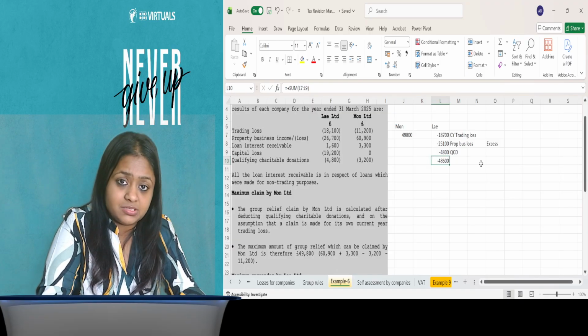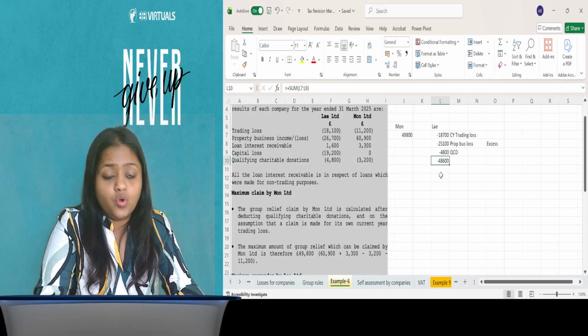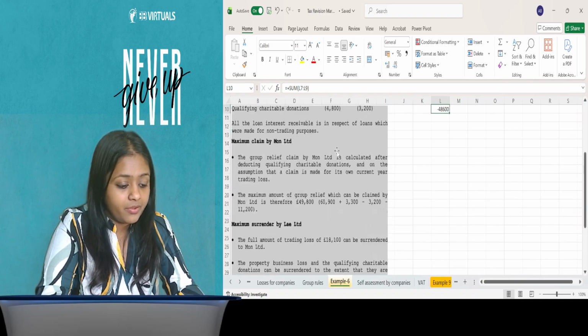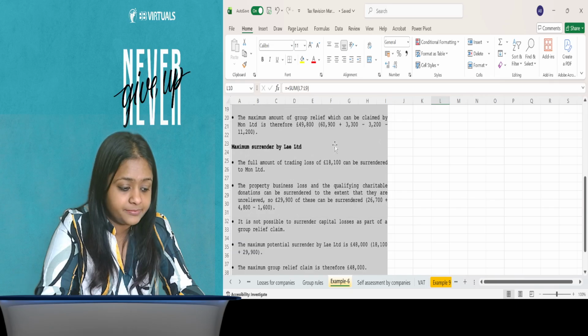What is the maximum loss that can be surrendered? Lower of the two. Lower of the two is 48,600. So we will surrender 48,600. Right? So I hope I'm very clear here.